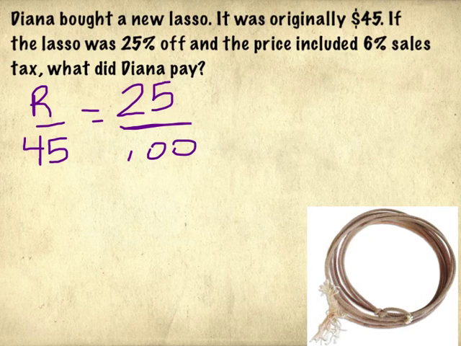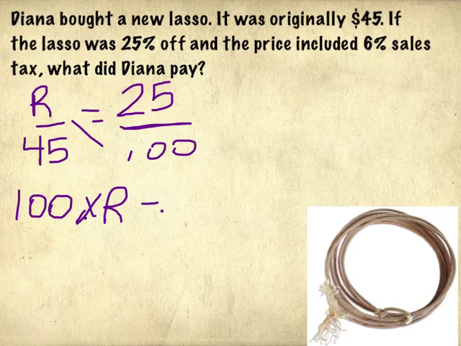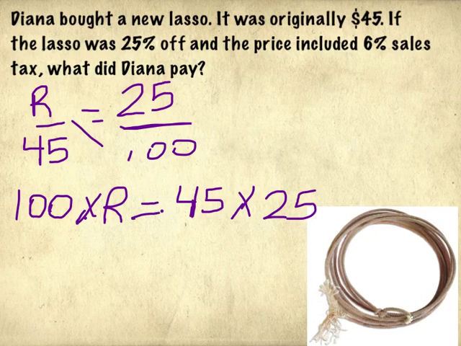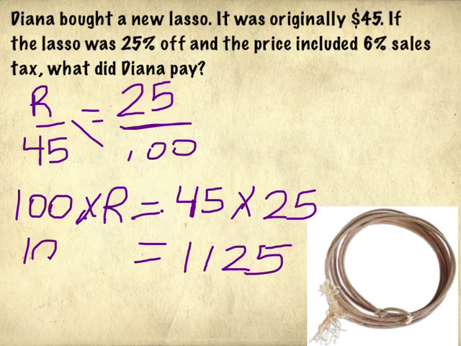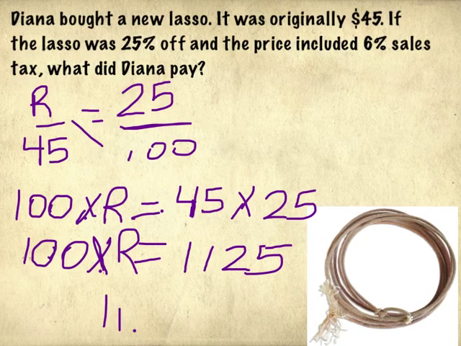So the first thing I need to do is figure out what out of 45 would be 25%. Now again, two ways to do this. I can do the cross multiplication, 100 times R equals 45 times 25, which my calculator tells me is 1,125. And when I divide that by 100, because 100 times R, I'm having trouble writing on this again. When I divide that by 100, I find out it is $11.25. That's one way I can do it.